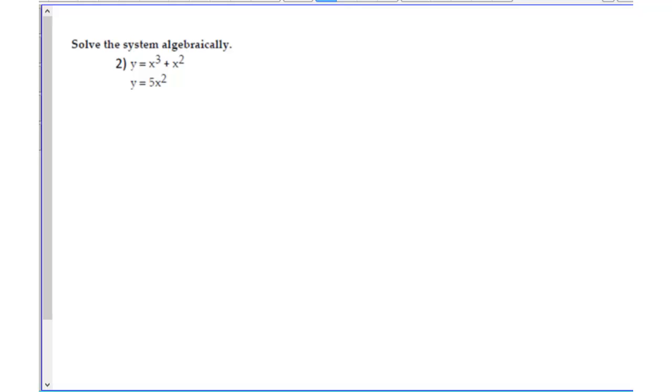Algebraically just means don't graph it and get the answer. You have to show some work in order to get it. So I see this personally and I say, hey, I can set these equal to each other since they both are equal to y. So x cubed plus x squared equals 5x squared. And then the way to solve something like this algebraically is you get everything on one side and then factor.